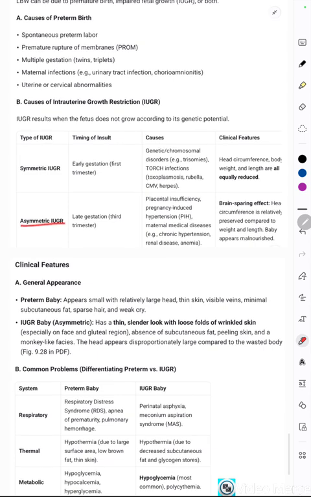Then asymmetrical IUGR is caused by maternal causes. This is found in the second and third trimester. It has a relatively good prognosis because the brain sparing effect happens, so the brain is normal while the rest of the body is malnourished. It is caused by placental insufficiency leading to pregnancy-induced hypertension, or maternal diseases like renal disease, anemia, and so on. This is calculated by the Ponderal index. If the Ponderal index is less than 2, then it is asymmetrical IUGR. If it is more than 2, then it is a case of symmetrical IUGR.